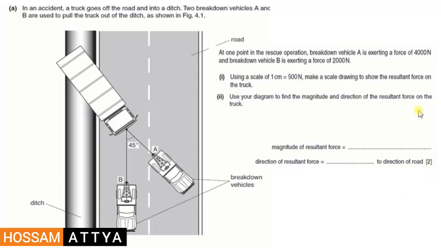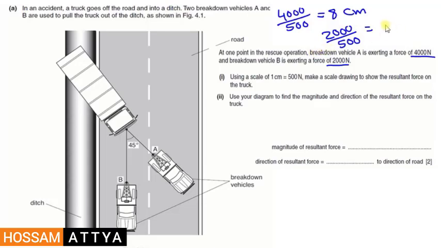Now, using a scale of 1 centimeter to 500 newtons, the force of 4,000 newtons divided by the scale, which is 500, will be drawn as a line of length 8 centimeters. The other force is 2,000 newtons divided by the scale, which is 500, so it will be drawn as a line of length 4 centimeters.